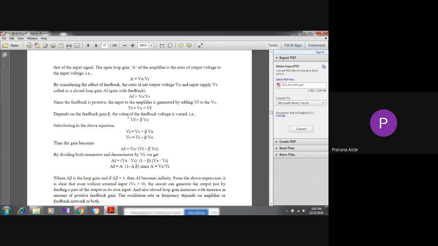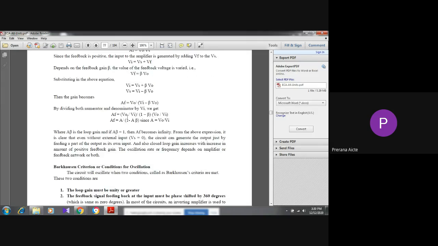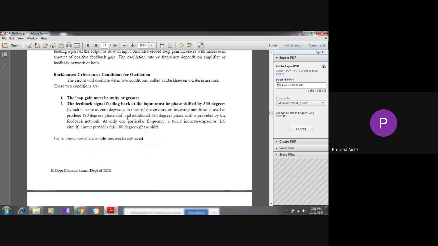Okay, so this is the derivation part. See the Barkhausen criteria. According to Barkhausen criteria, the total loop gain must be unity or greater, and another statement is the total phase angle is 360 degrees.